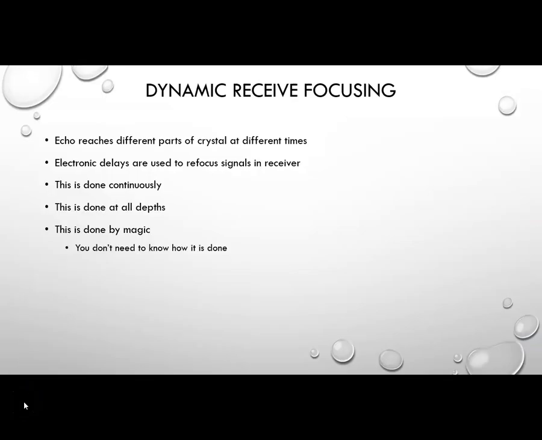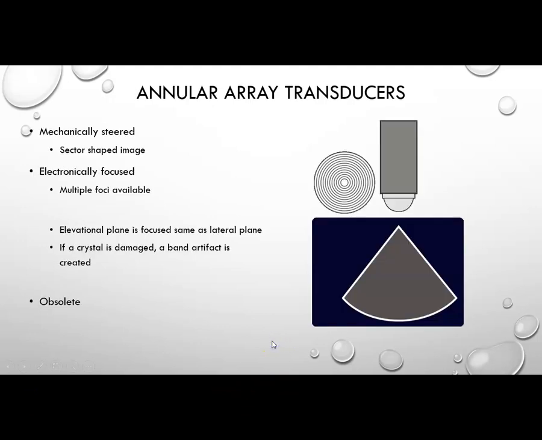All right, so let's talk about our different transducers that we're going to work with. I said we'd go back in and talk about the annular array transducer. This is an electronically focused transducer, and all that means is that we can select however many of these diameters of annular circles we want to fire off at a time. It's electronically focused but mechanically steered, and again, it's obsolete, nobody uses it.